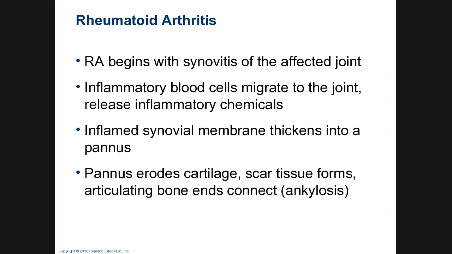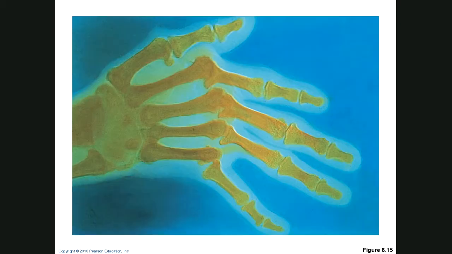Now, it starts with synovitis of the affected joints. You get inflammation. The synovial membranes cause a thickening, or a pannus. It erodes the cartilage, scar tissue forms, and you get ankylosis or fusing of the joints. And this is an image of an osteoarthritic joint. A rheumatoid arthritis joint. You see, this is completely disarticulated.